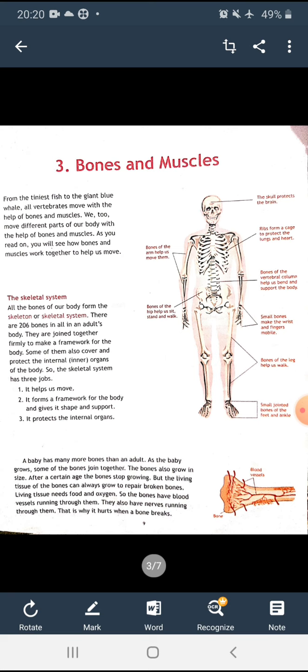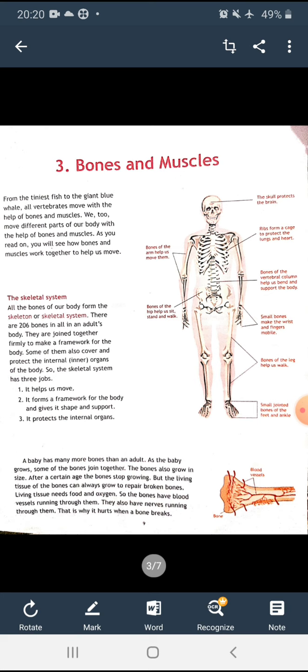So skeletal system is what? It has 3 functions in our body. It helps us to move. It forms a framework for the body and gives it shape and support. And it protects the internal organs. Right? Dear students, how we are standing, how we are moving is with the help of the skeletal system, because it gives proper shape and support to our body.